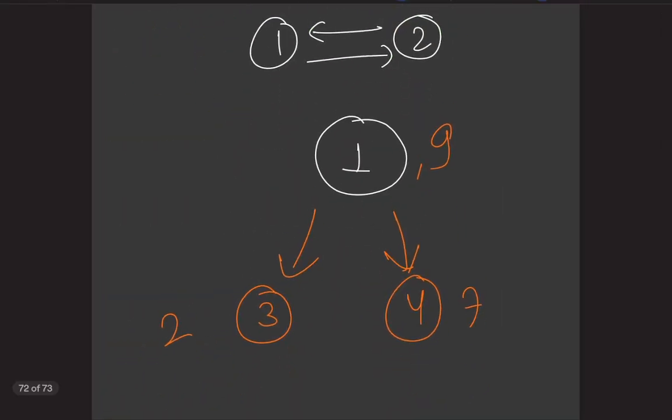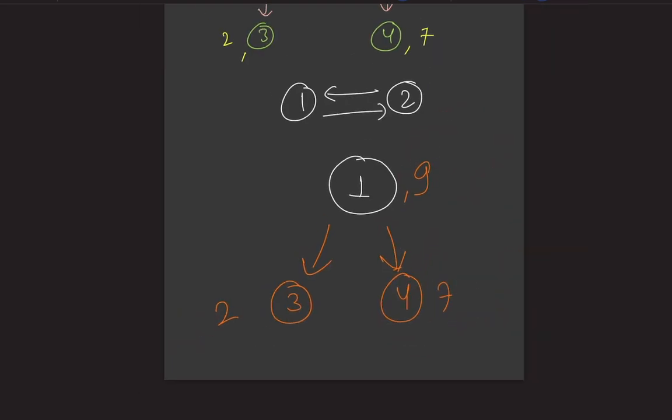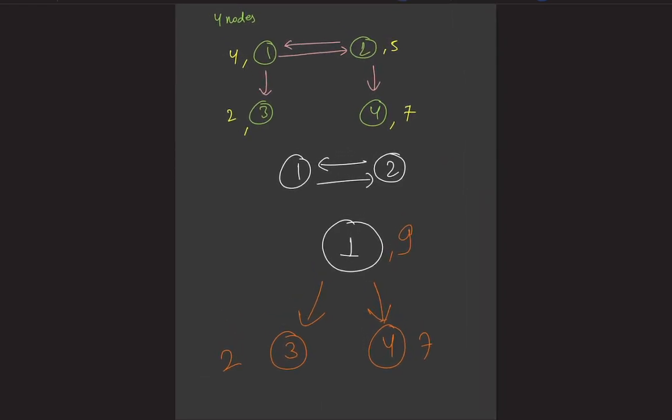Now you can go to 1 and ask all of the children, hey, which one is providing you more value? Here 4 is providing you more value than 3, so you will take 4, and your total answer would be 9 plus 7, that is 16. Okay, so I think this is all the intuition part.